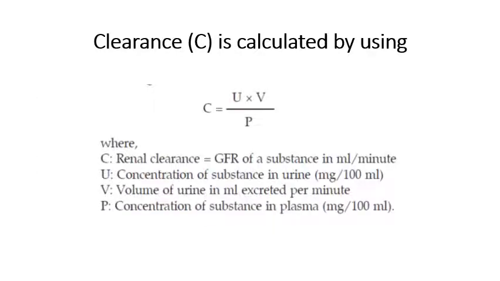So to find out the clearance, there is an equation: C = U × V / P. Here C is renal clearance, which is equivalent to the glomerular filtration rate of a substance in milliliter per minute, and U is the concentration of the substance in urine, expressed in milligram per deciliter. Then V is the volume of urine excreted in ml per minute, and P is the concentration of the substance in plasma, which is also expressed in milligram per deciliter.